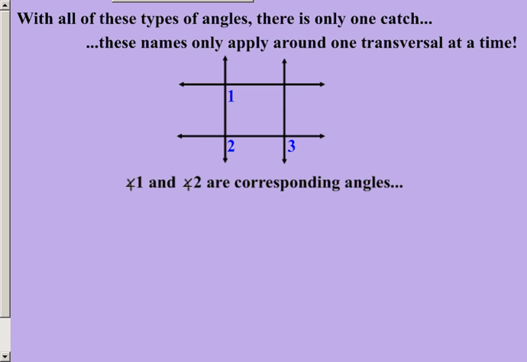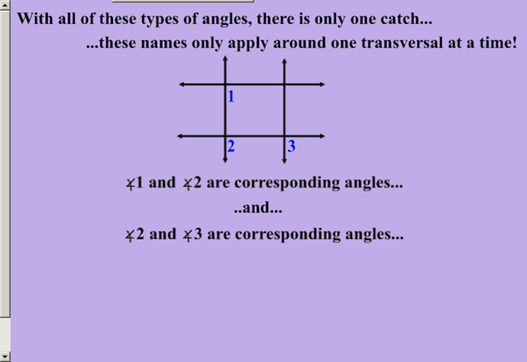Along the same lines of reasoning, we would be able to say that angle 2 and angle 3 are corresponding angles because there is a transversal that connects their locations, connects their intersections, and they are both down and to the right of their respective intersections. So they are corresponding angles.